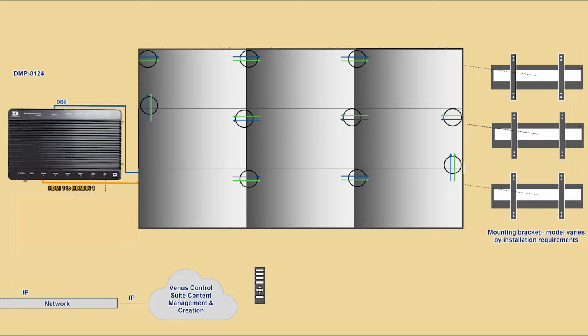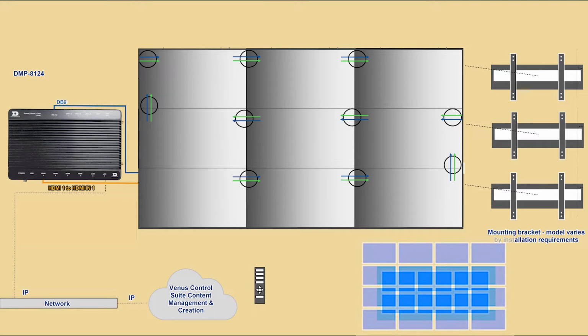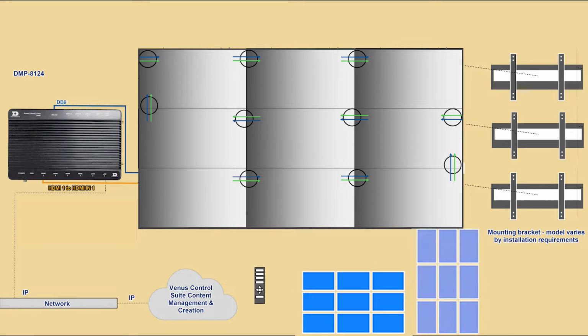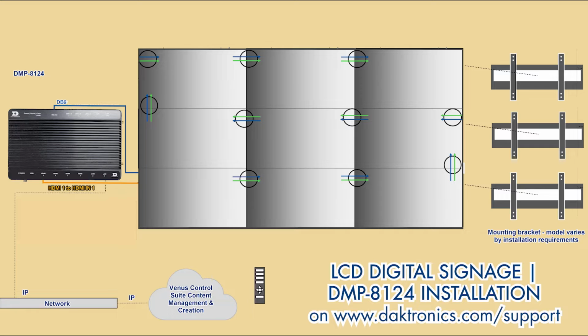Walls are always referred to in width by height, the number of LCD displays horizontally by the number vertically. Examples such as 3x3 as pictured here, or 3x2, 4x4, or any combination. The LCDs may be mounted either landscape or portrait. And for more on LCD display mounting, view the video titled LCD Digital Signage DMP8124 Installation.